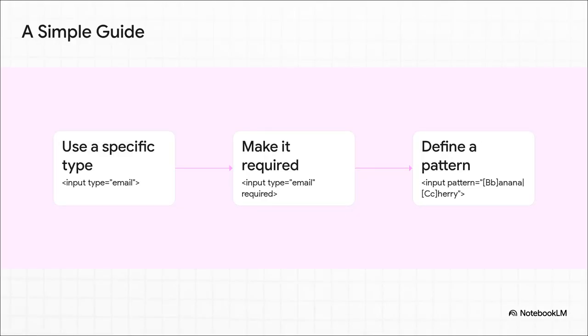So here's how it works in practice. Let's say you have an email field. First, you just set the type to email. Boom! The browser now knows to look for an @ symbol. Easy enough, right? Then you can add the required attribute. Now the user can't even submit the form if that field is empty. And if you want to get really specific, you can add a pattern. This one's a bit silly, but it means the form would literally only accept the word banana or cherry, nothing else.